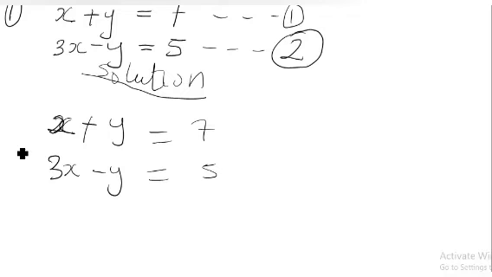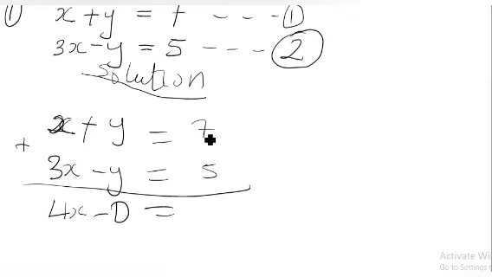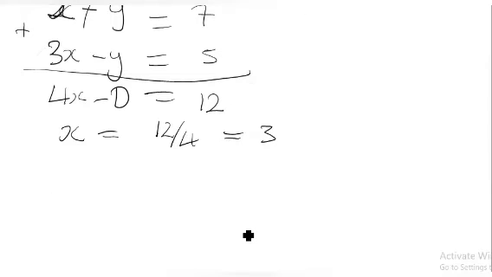So when we add, this will give you 4x and this will give you 0, equal, this will give you 12. So here x equals 12 over 4. This is equal to 3. We have eliminated y, so we have found the value of x.